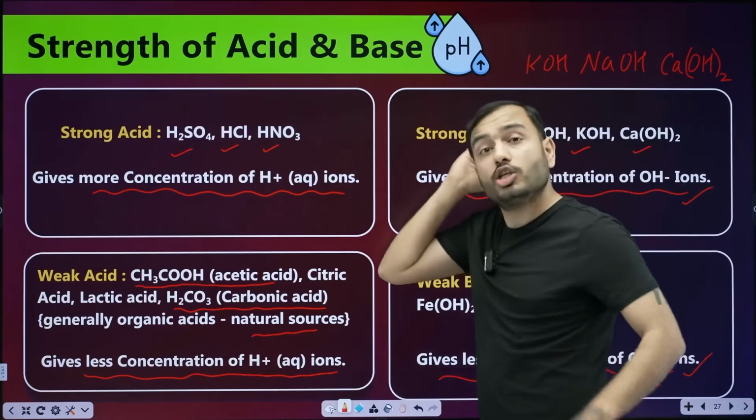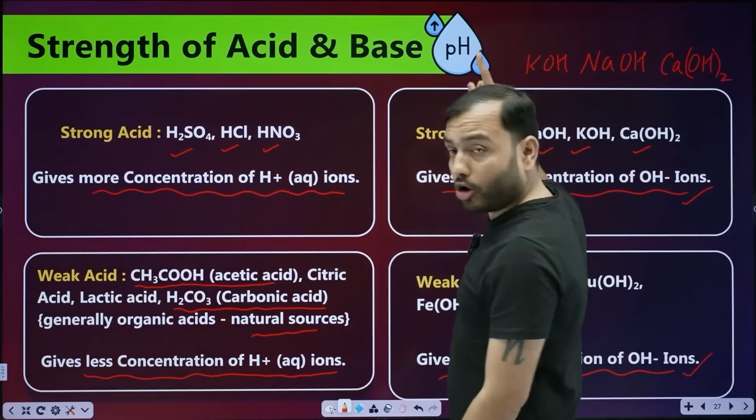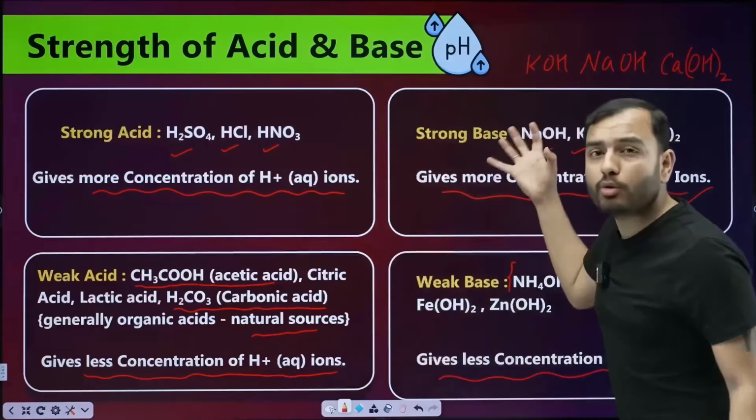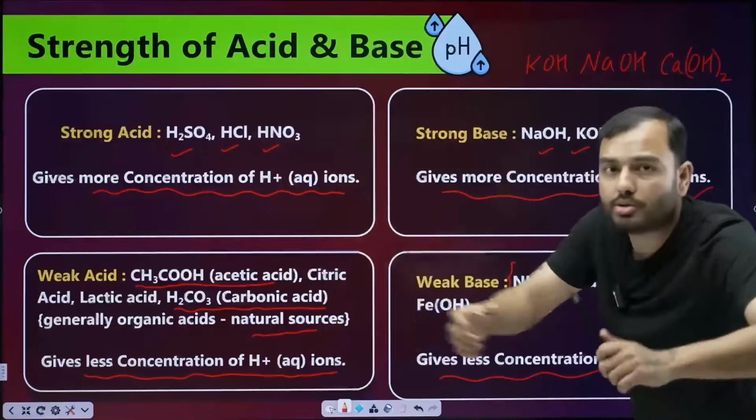They ask in the exam, justify your answer. Why is this a strong base and this is weak? Why is KOH strong? Because it has greater concentration of OH ions.